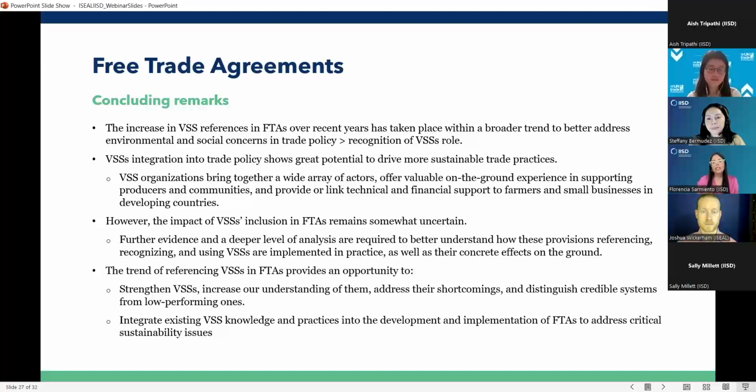But in sum, what we see is that the trend of referencing VSS in FTAs opens up opportunities to strengthen VSS, increase our understanding about them, address their shortcomings, distinguishing credible systems from low-performing ones. And at the same time, it's an opportunity to integrate existing VSS knowledge and practices into the development and implementation of FTAs to address critical sustainability issues. With that, I conclude, and I thank you very much for your attention.